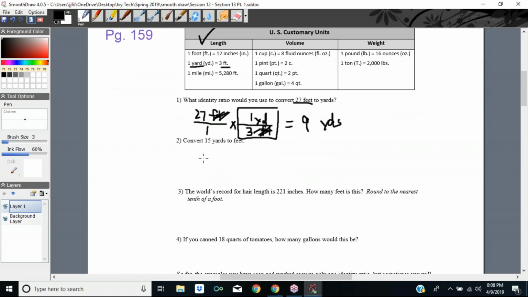So this says convert 15 yards to feet. So in this case, we're starting with 15 yards. And again, I'm going to put it over 1 so we have a fraction times. Now we want to get feet for our answer. So we want to get rid of the yards. So where will the yards be in our conversion? On the top or the bottom?